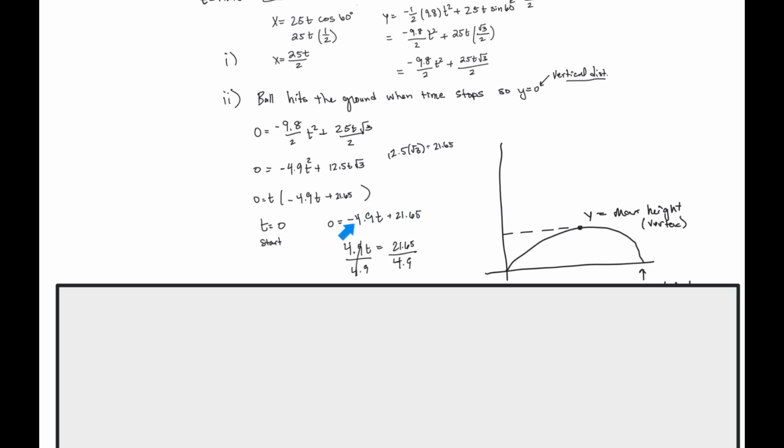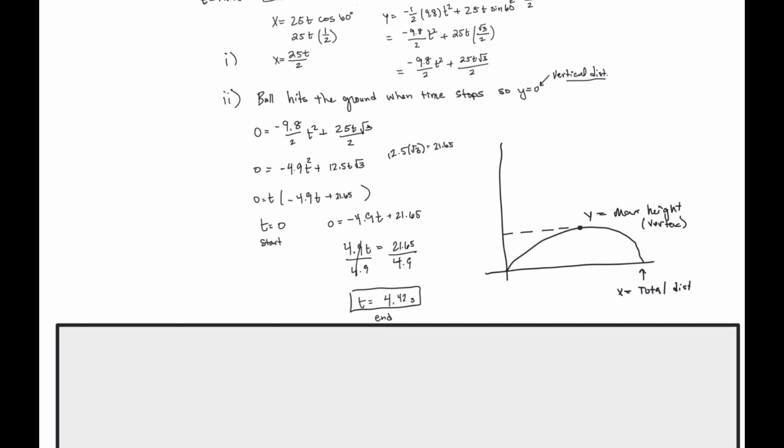So I'm going to add this piece to the other side, and you get 4.9t equals 21.65. Divide both of these by 4.9, and that should give you the total time that it takes to hit the ground. And this was 4.42 seconds, because it was in meters per second, so that's where you get your time unit from. Okay, and that's probably one of the more complicated processes.